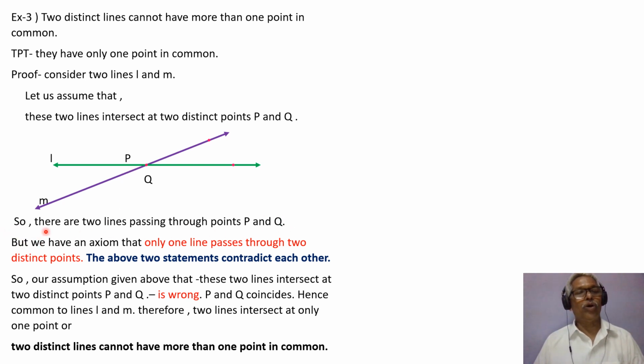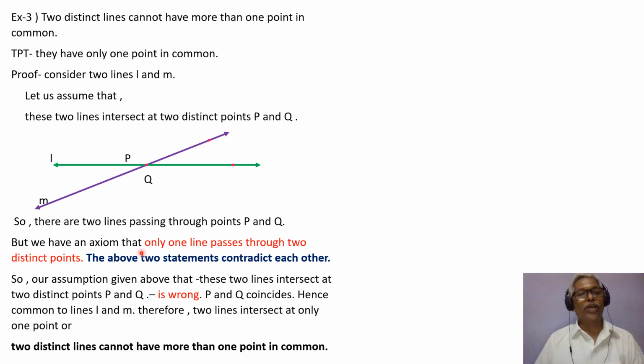So there are two lines passing through P and Q. Got it? There are two lines, this line and this line. We're assuming that there are two distinct points P and Q. Now try to understand this statement and this statement, and then go ahead.